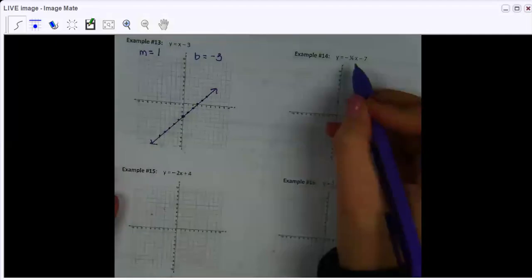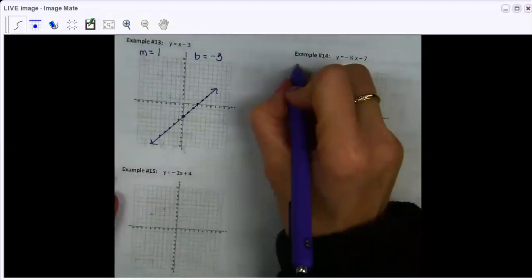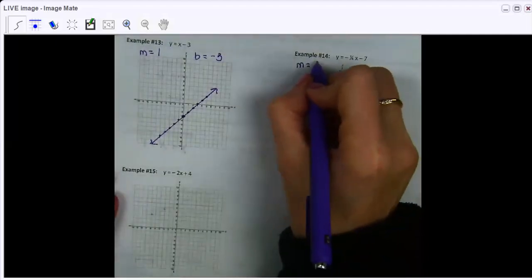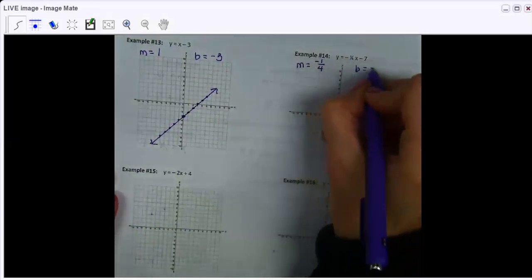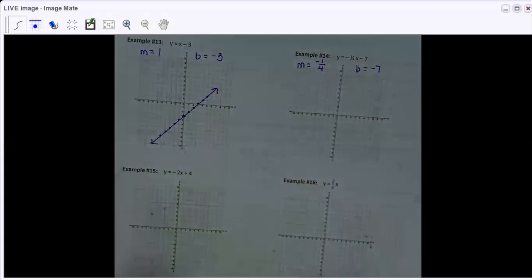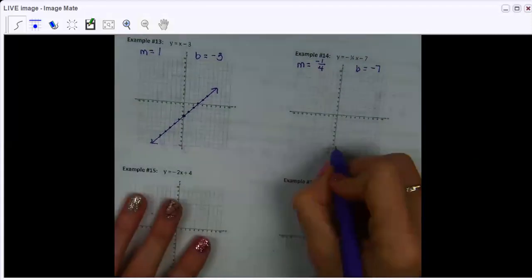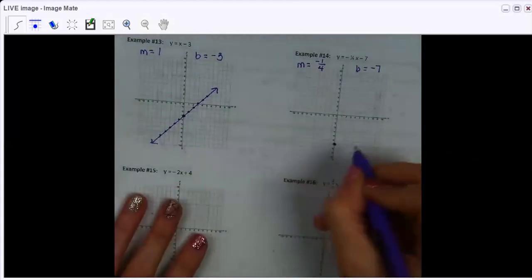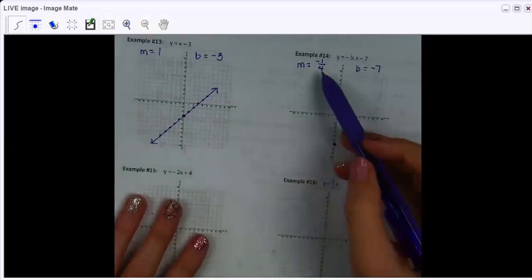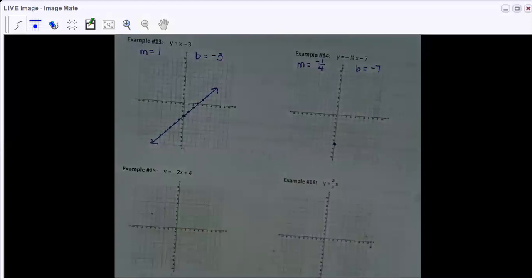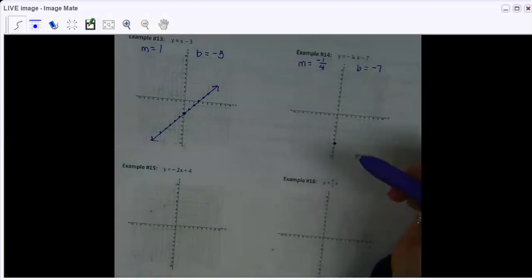Okay, so the slope for number 14 is what? Negative 1/4, and your y-intercept? Okay, so what are we going to plot first? -7. Yes, on the y-intercept. Now, I think I told you guys this in our other class, but how am I going to graph my slope? Drop 1, run 4. AJ?